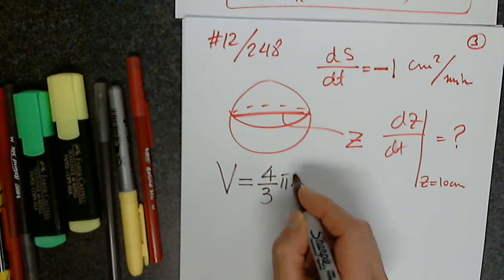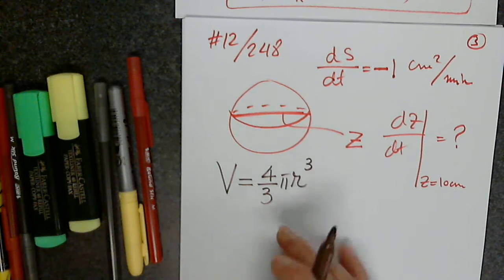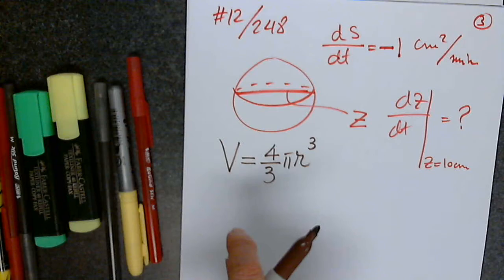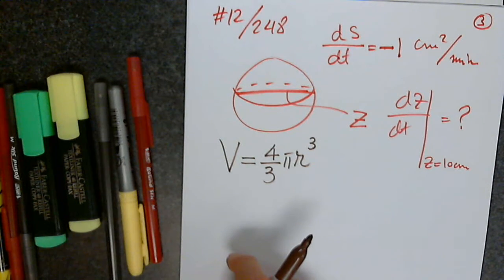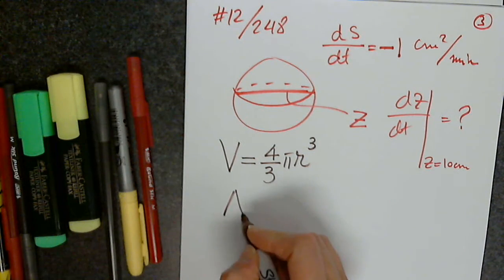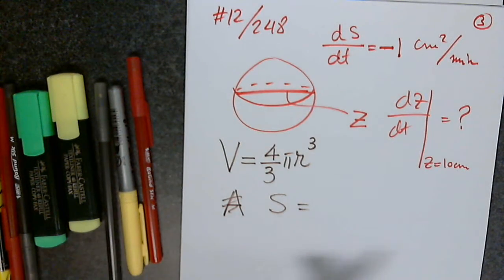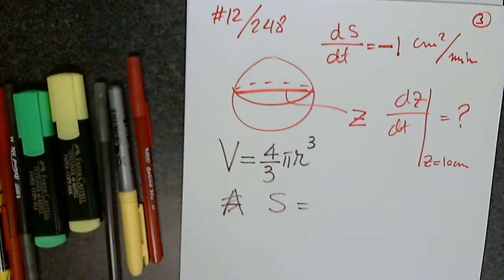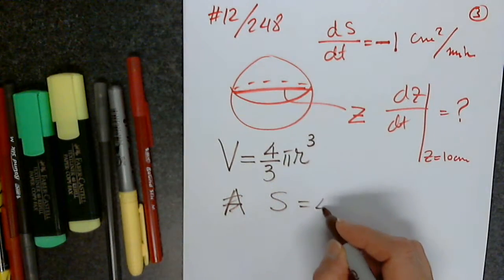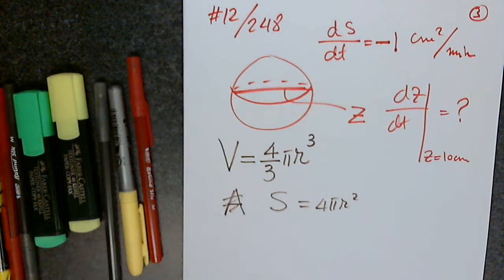Four thirds pi r cubed. The derivative of this is the area. So the area, I'm going to denote it by s. When you differentiate this with respect to r, that's the only variable anyway, what do you get? So that's the area of a sphere. You differentiate the volume, we get this.